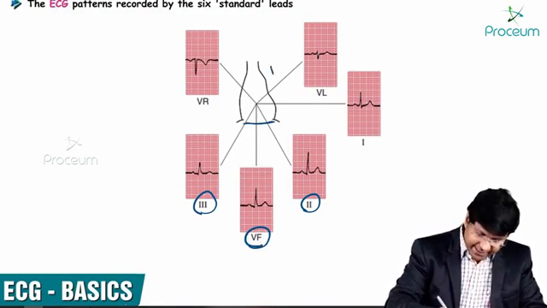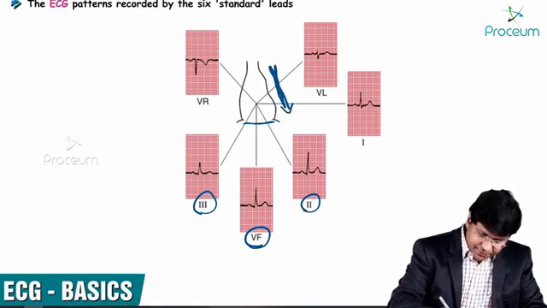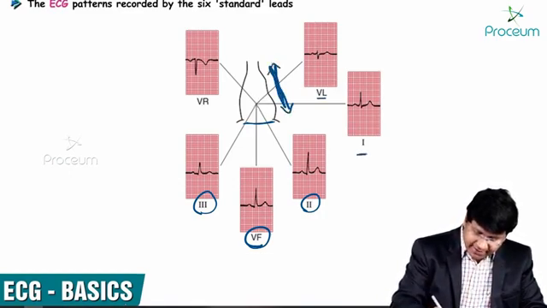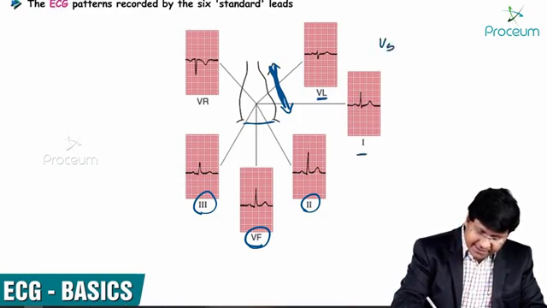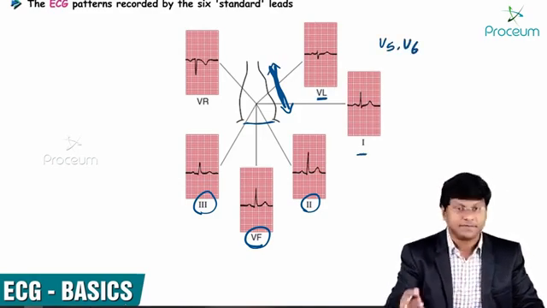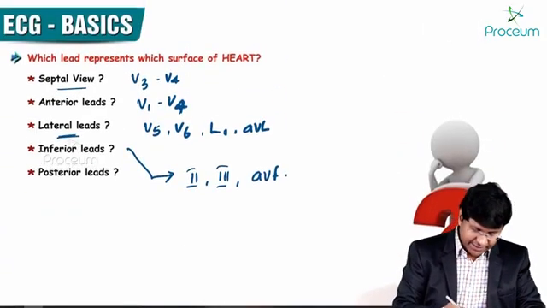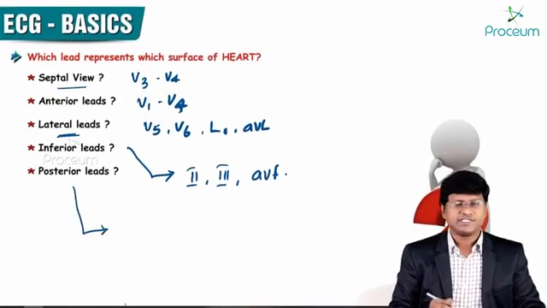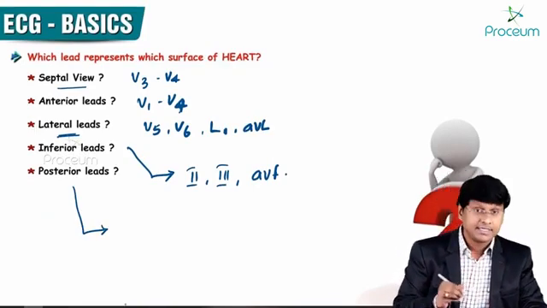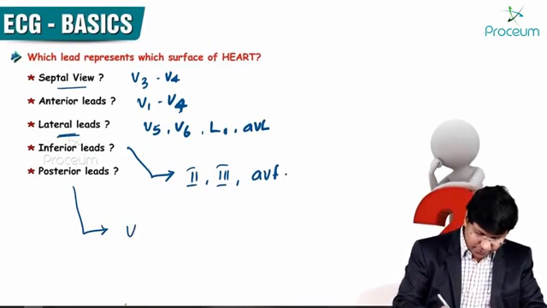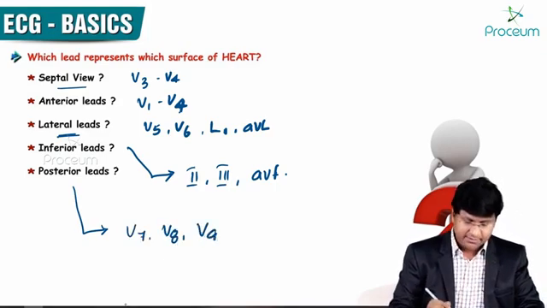And you see this is your lateral wall of the heart. And from the lateral wall of the heart, I said lead 1, AVL, V5, V6, they pick up the electrical activity from the lateral wall of the heart. Now, you take the posterior leads. Posterior leads include V7, V8, V9.